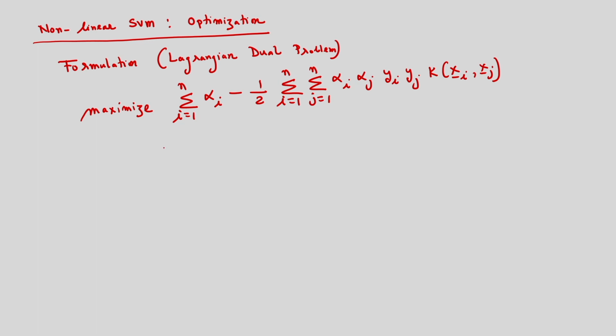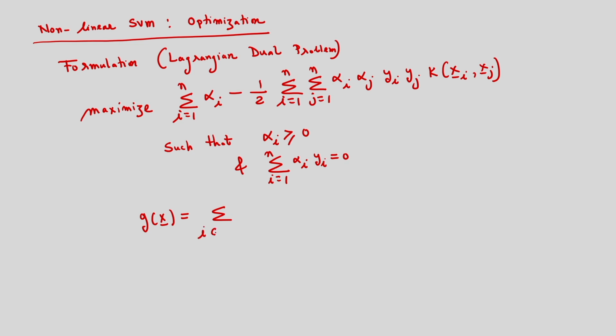The important condition is that alpha i should be greater than or equal to 0, and another condition is that the summation over i equals 1 to n of alpha i yi should be equal to 0. So from this I can determine the discriminant function. The discriminant function g(x) will be equal to the summation.